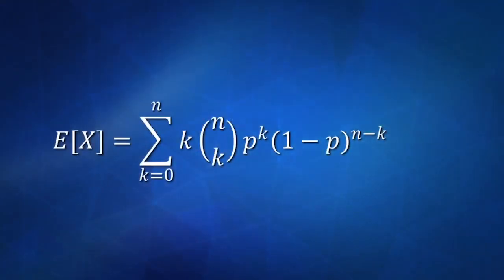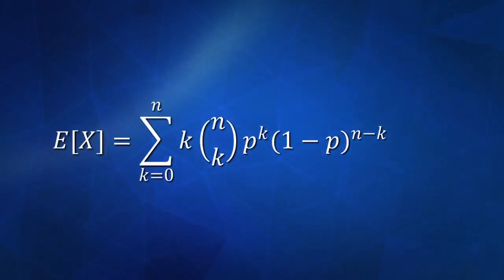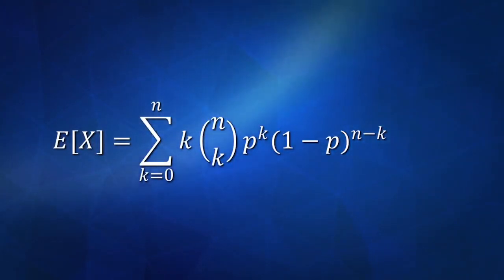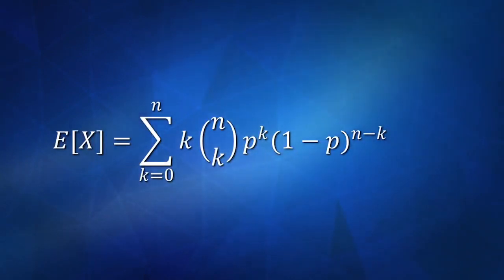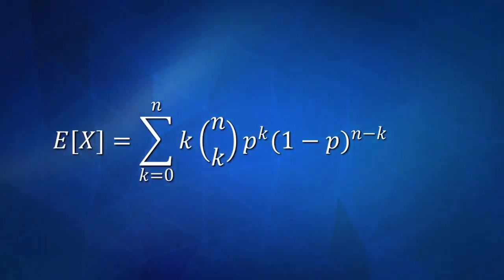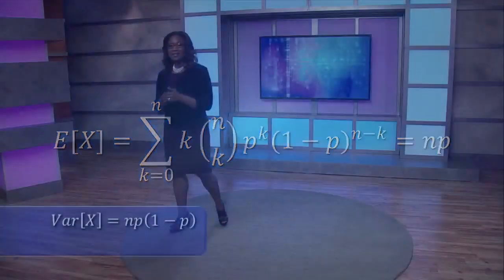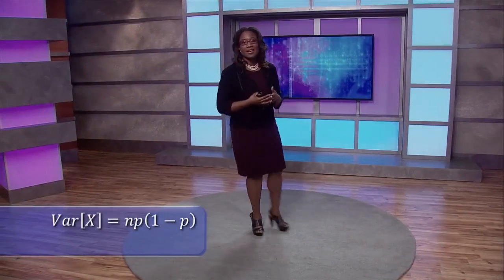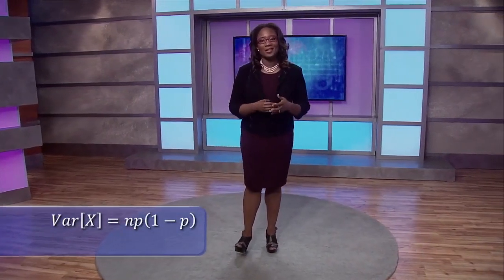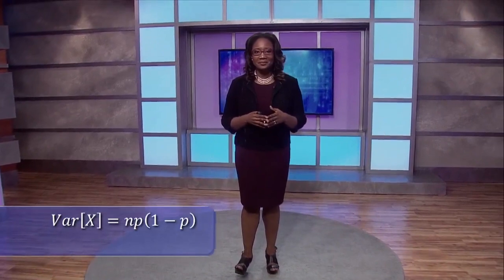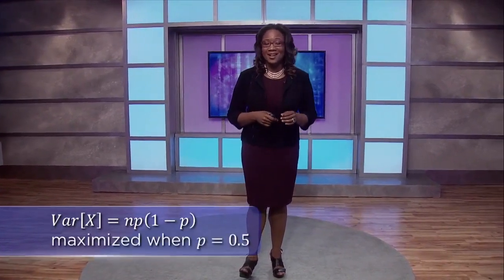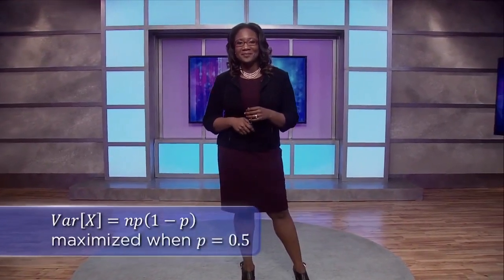More formally, the expected value of x is going to be the sum, as k goes from 0 to n, of k times our binomial distribution. We can work that out, do a little math, and get n times p, which is what you would think of intuitively. Likewise, the variance of x works out to n times p times 1 minus p. And this variance is actually maximized at p equal to 0.5.